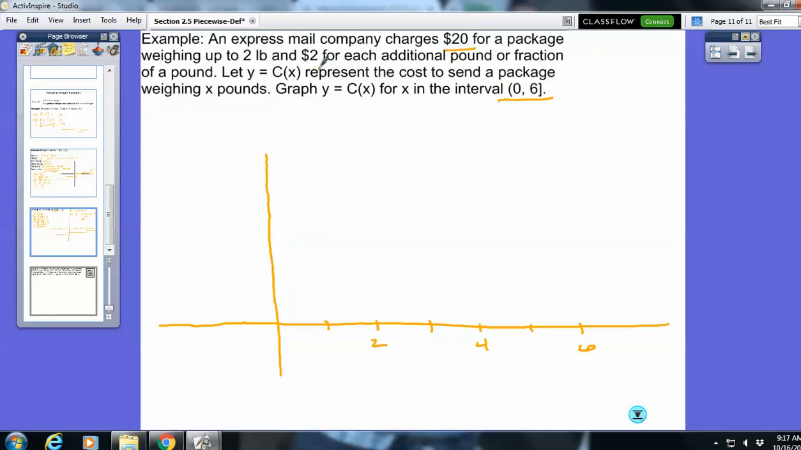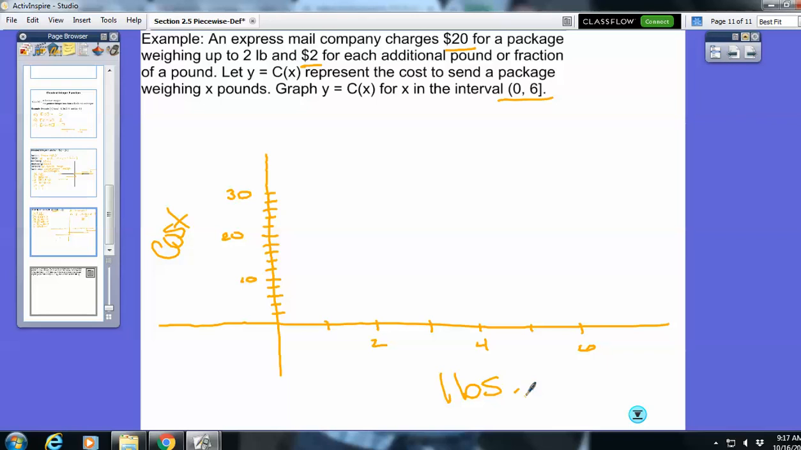Okay, my baseline, the lowest they're going to charge me is $20. Then it's going to go up $2 for each additional pound. So I'm just counting by 2's here. The y-axis is representing my cost, the x-axis would be the pounds.